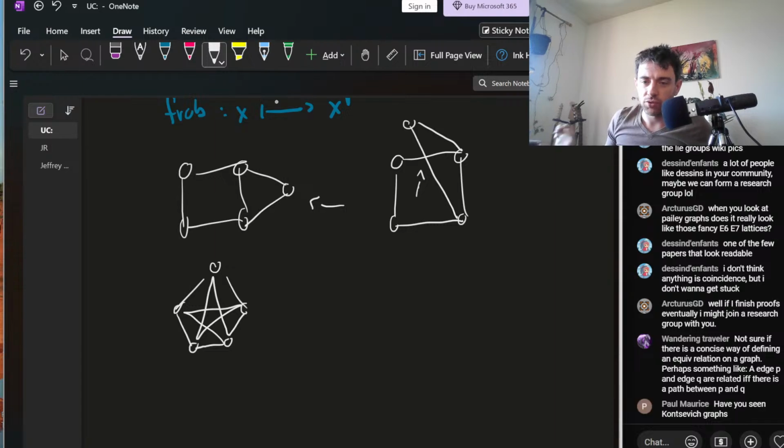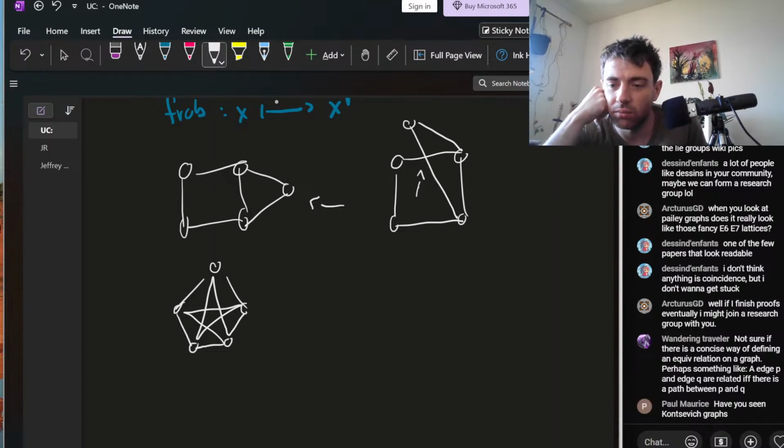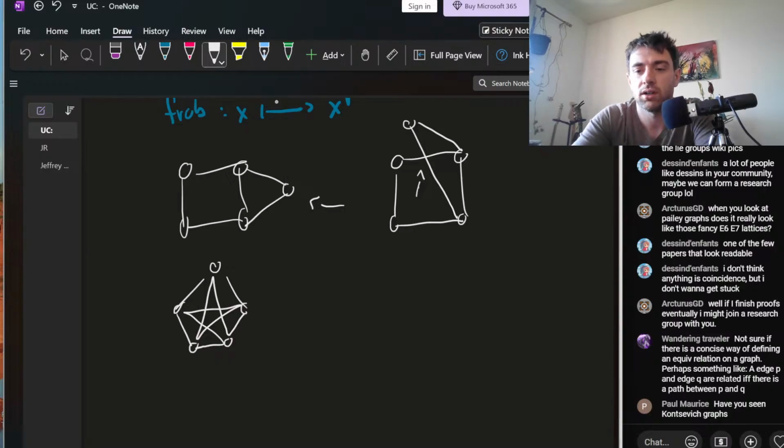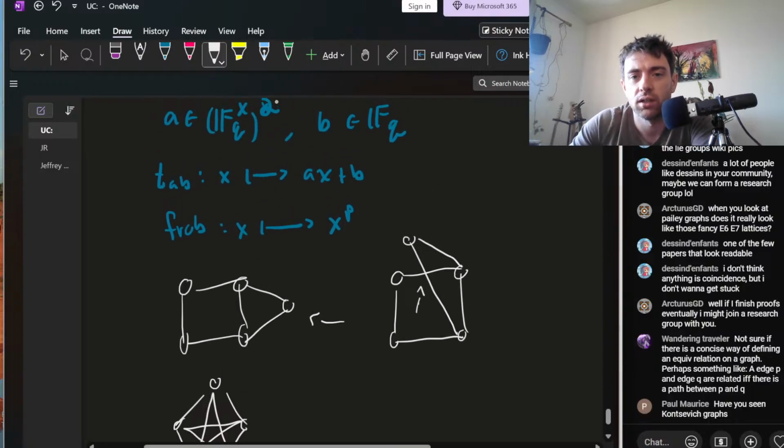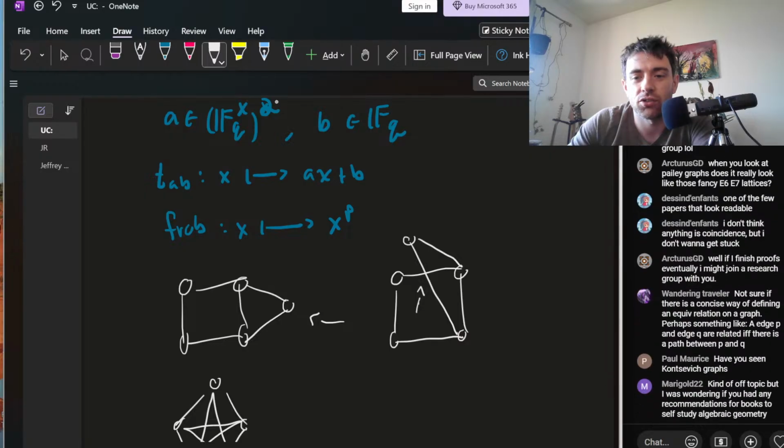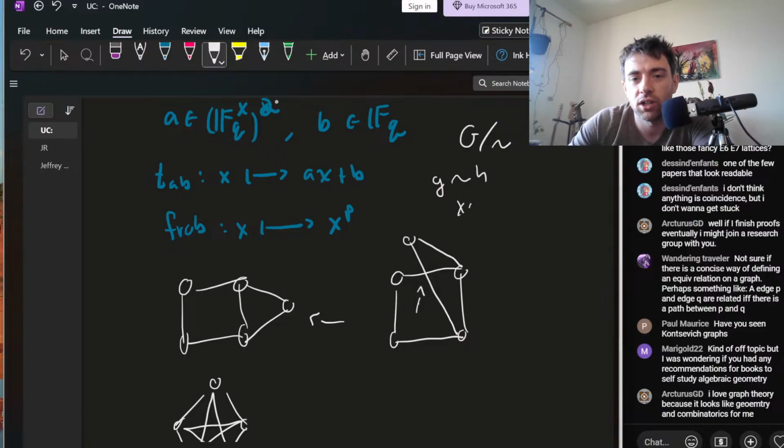Not sure if there's a concise way of defining an equivalence relation on a graph. Yeah, well, there's lots of different ways. Literally, you can define an equivalence relation on any set, right? But then the question is whether there is a nice equivalence relation that can be defined. So like with a group, you might want an equivalence relation that respects the group operation, right? So if G is equivalent to H and X is equivalent to Y, then GX will be equivalent to HY, for example, right? And there's lots of ways to do this.